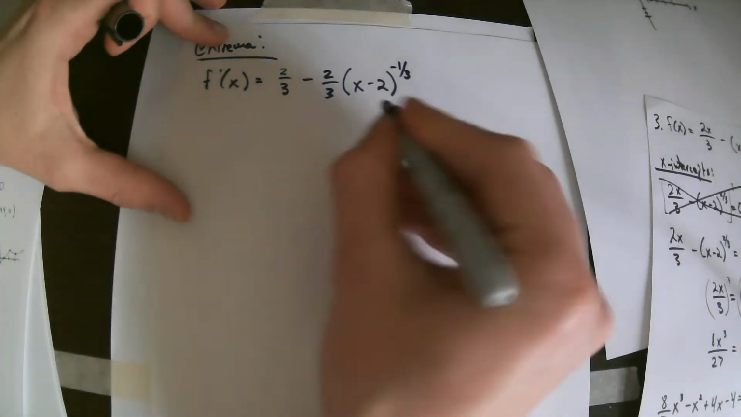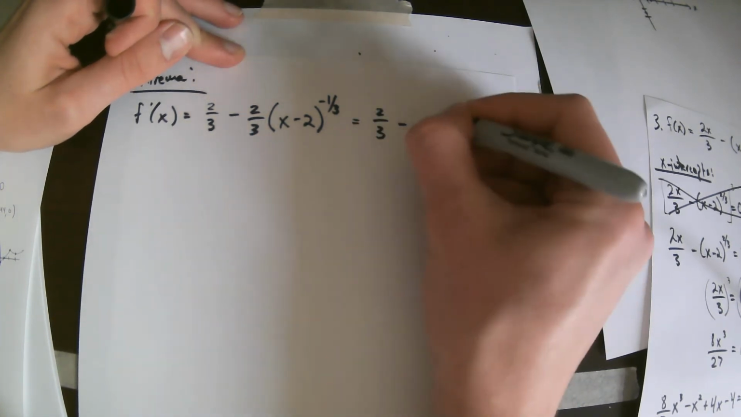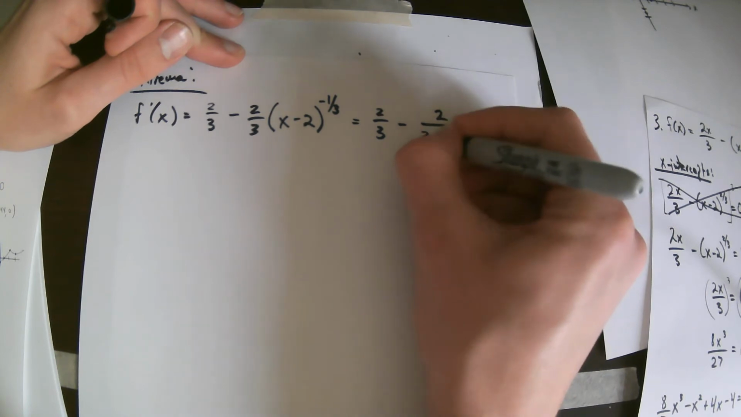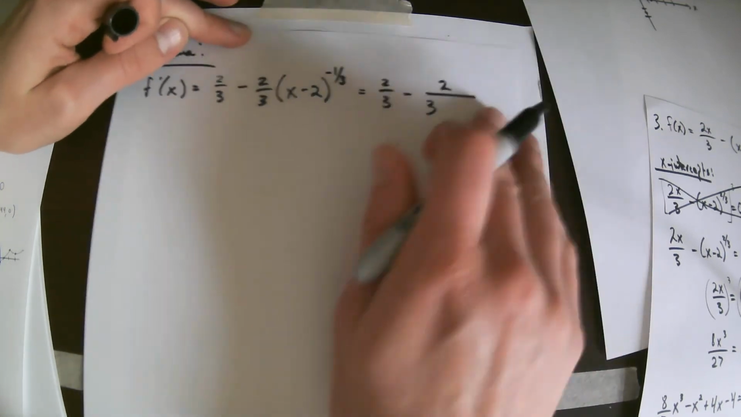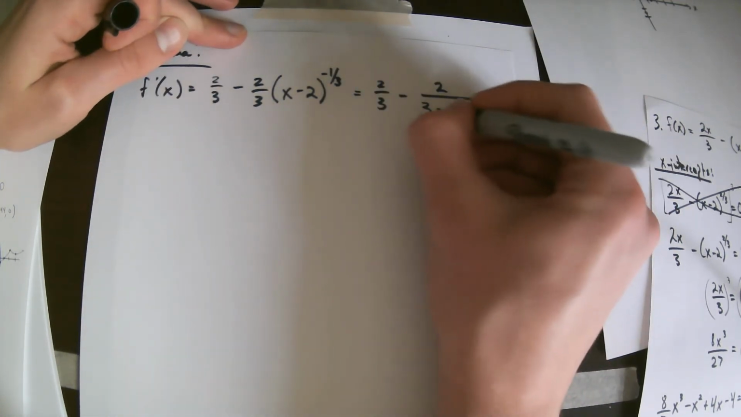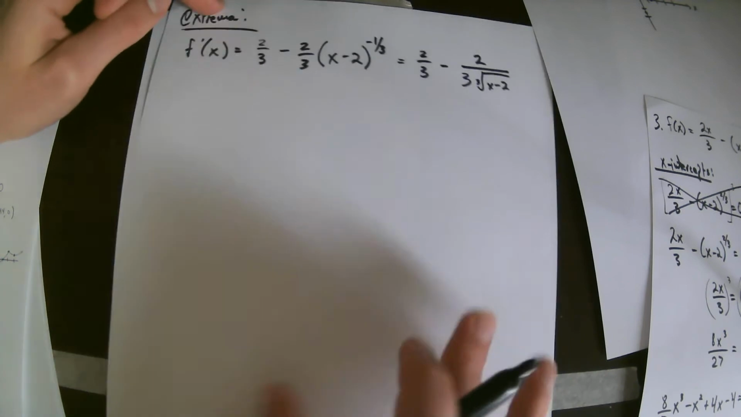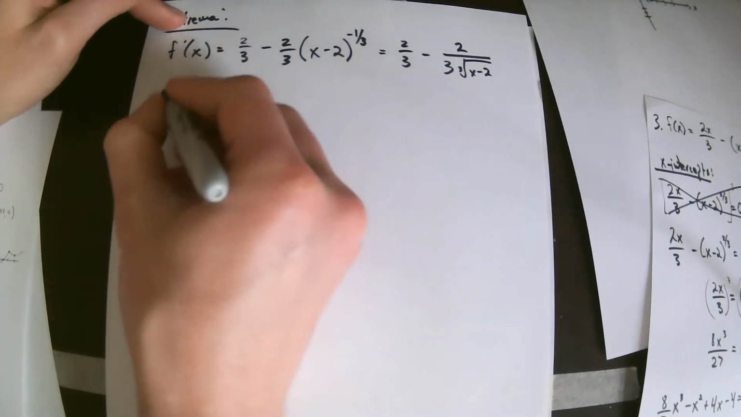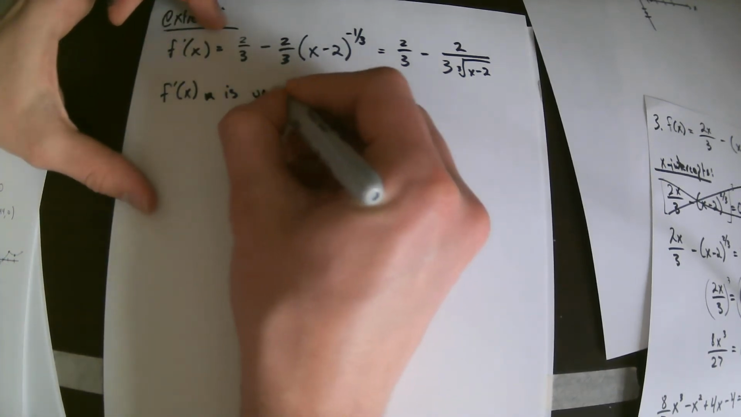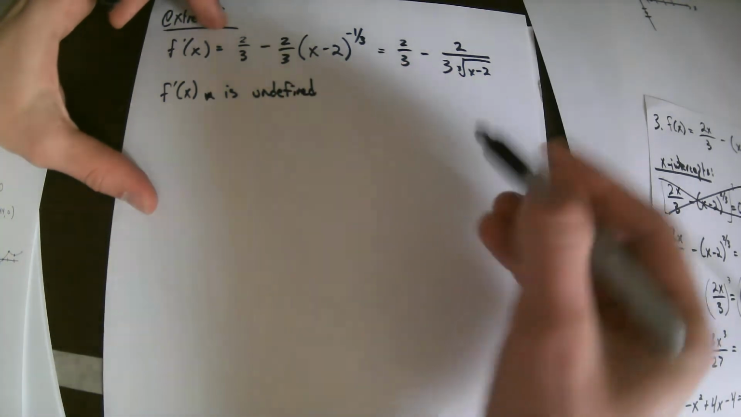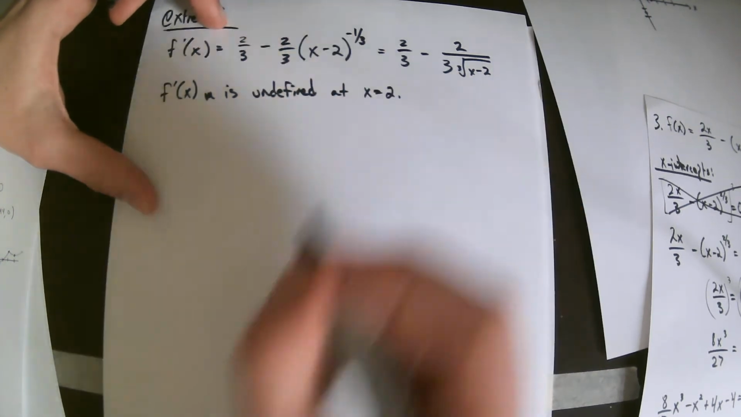Okay. Now, this function, by the way, can be written as 2/3 minus 2/3, there's the 2/3, this 2/3, and x minus 2 to the negative 1/3 power, that is the same as the cube root of x minus 2 in the denominator there. So we can see by looking at it in this form that f prime of x is undefined at what x value? What x value is going to give us a 0 here in the denominator? 2. It's undefined at 2.